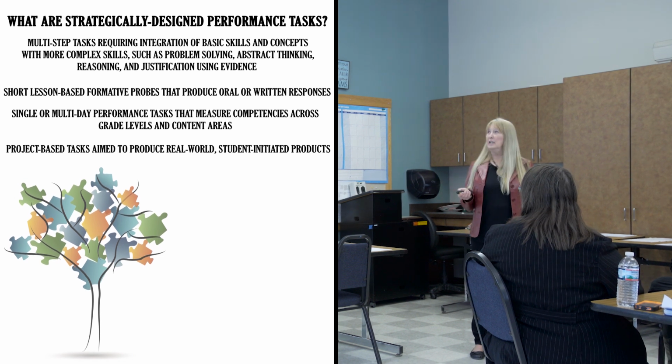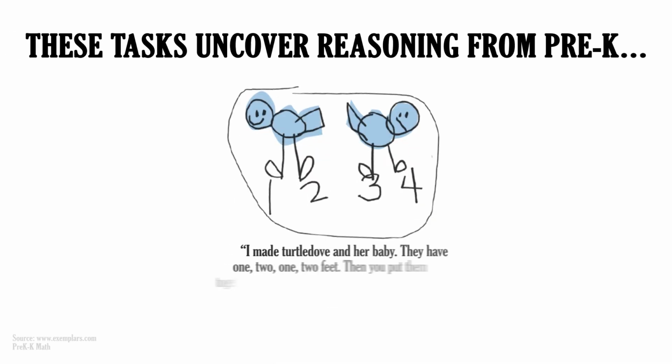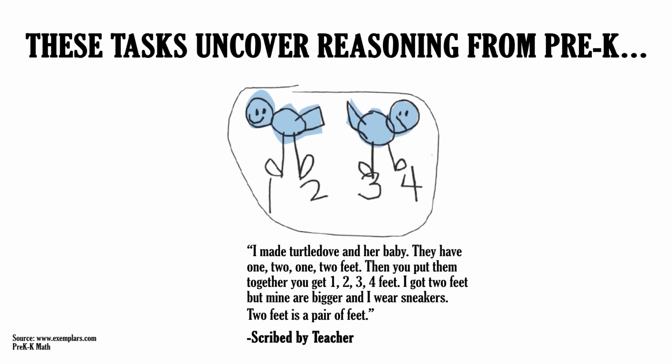So for example, this is a pre-K task where students were asked the question, if you saw the turtle dove and her baby, how many feet did you see? The scribing by the teacher, you see the picture there, I made turtle dove and her baby. They have 1, 2, 1, 2 feet. Then you put them together. You get 1, 2, 3, 4 feet. I got 2 feet, but mine are bigger, and I wear sneakers. 2 feet is a pair of feet. So think about the thinking that task uncovered.